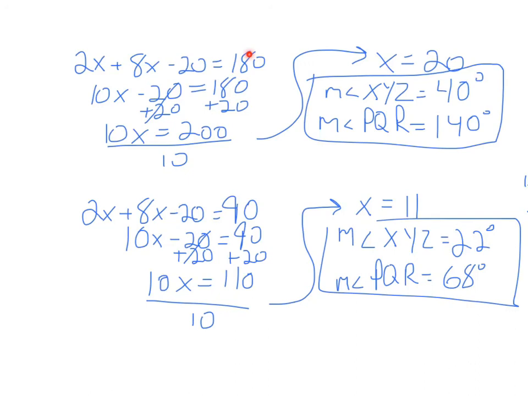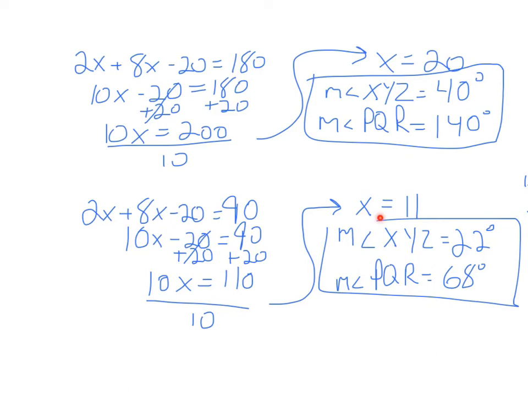It looks very similar. The only difference is it now says XYZ and PQR are complementary. So I'm going to do the exact same thing. I'm going to take my two expressions, 2x and 8x minus 20, and add them up to equal 90, instead of 180 this time, because we're talking complementary, not supplementary. Combine like terms, 10x minus 20 equals 90. Solve for x, add 20 to both sides, divide by 10. I actually get, in this scenario, x equals 11. And it should be a different number, right? Because I'm trying to add up to 90, not 180 this time. So I get x equals 11.